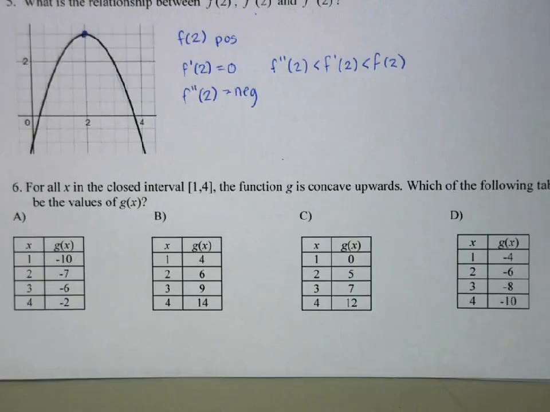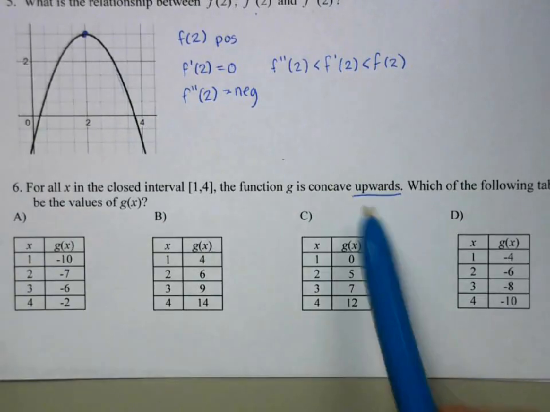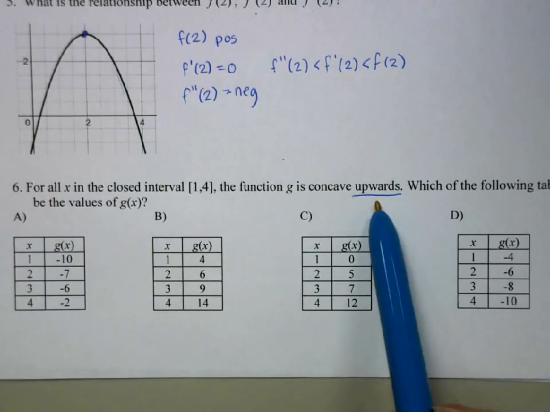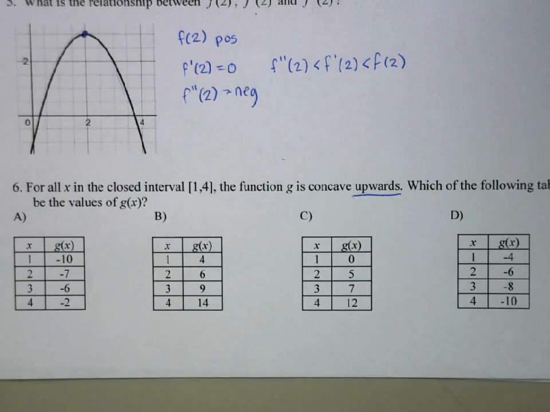Okay, our next example, for all x in the closed interval 1, 4, the function is concave up. Which of the following tables could be the values of g? Okay, so what we're looking for, the second derivative tells us concavity. It also tells us the change in the slope of the derivative. Okay, if the slopes are increasing, then we have concave up.